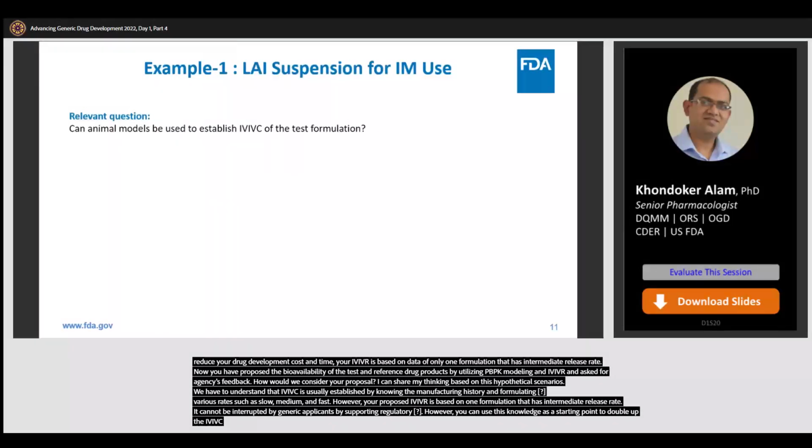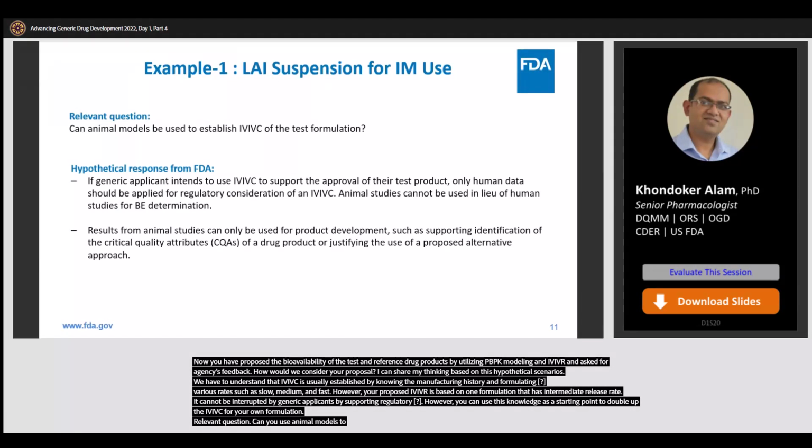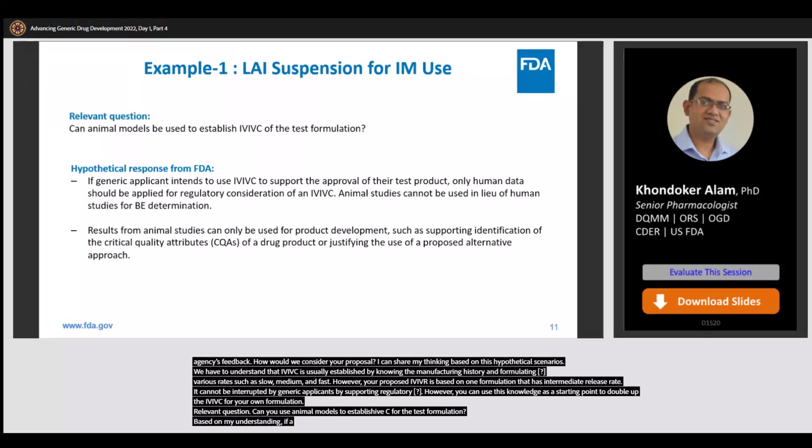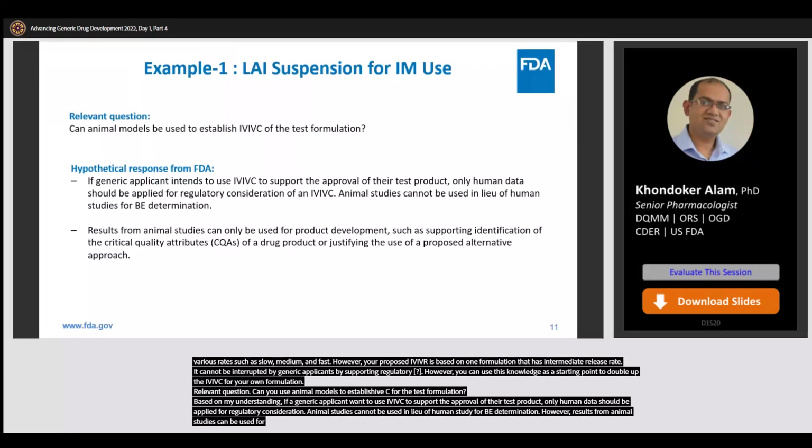Relevant question: can you use an animal model to establish IVIVC for a test formulation? Based on my understanding, if a generic applicant wants to use IVIVC to support the approval of the test formulation, only human data should be applied for regulatory consideration. Animal data cannot be used in lieu of human studies for bioequivalence determination. However, results from animal studies can be used for product development, such as identifying CQAs of a drug product or to justify the use of the proposed alternative bioequivalence approach.